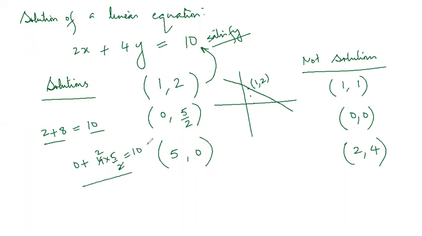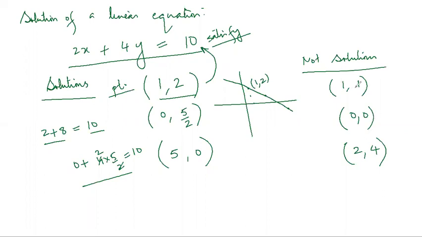Now, interestingly, guys, all these points (1, 2), (0, 5/2), (5, 0) will lie on the line. Whenever you plot this equation as a straight line on the graph, all these three solutions will lie on the line. Either you can say solution or you can simply say point on the line, it is one and the same thing. Similarly, these other points are not the solution of this equation.